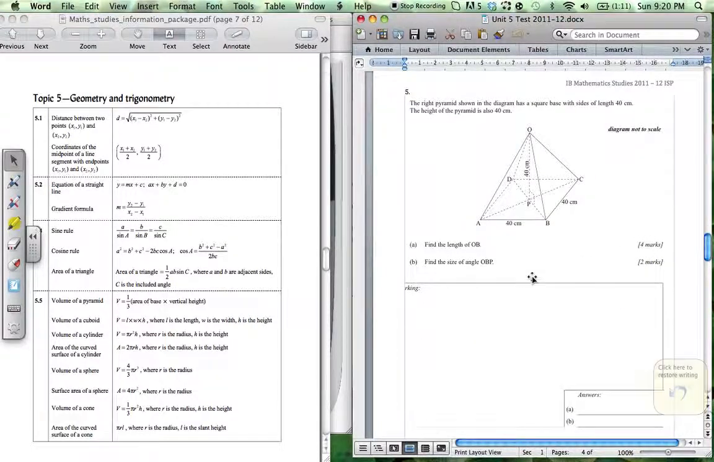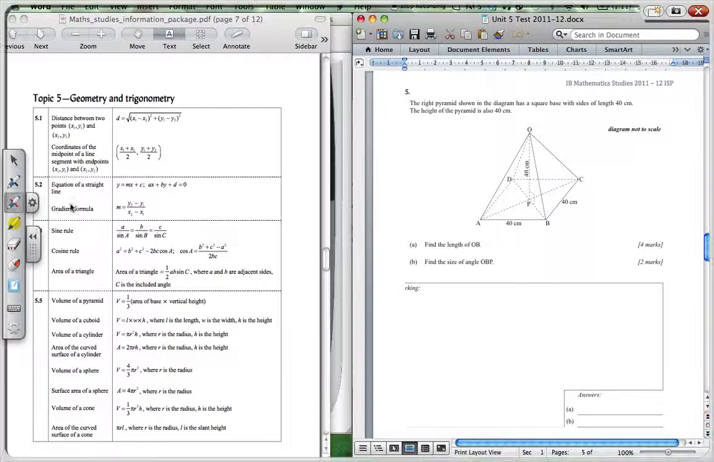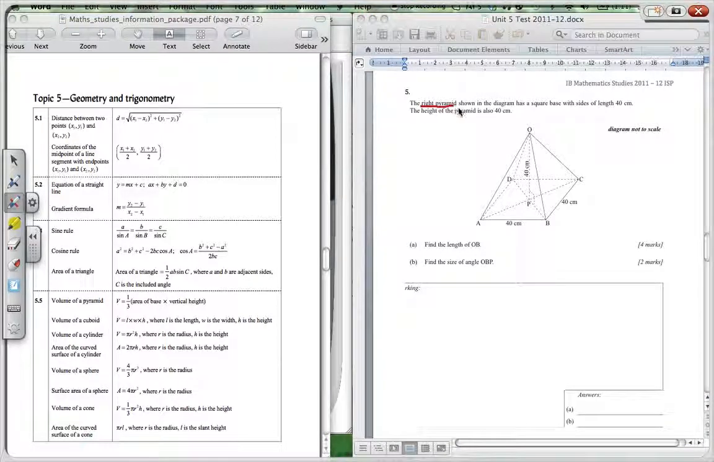Going on to question 5, it says the right pyramid shown in the diagram has a square base with sides of length 40 centimeters. So it's a square base, these are all 40, and the height of the pyramid is 40 centimeters. When it says right pyramid, what does that mean? Well, it means that the top of the pyramid is directly above the exact center of that base. Then it says find the length of OB.